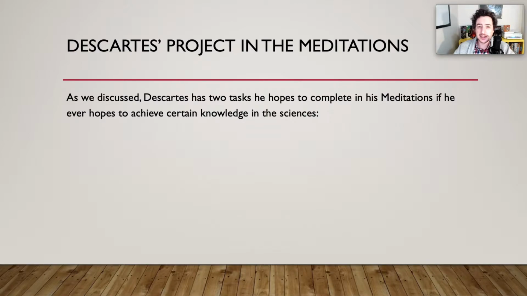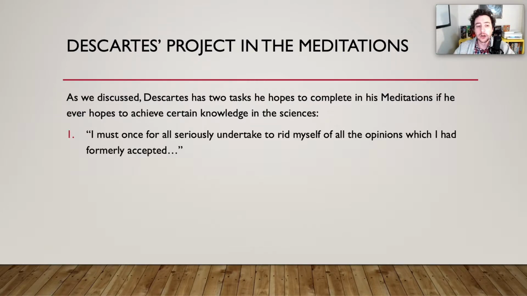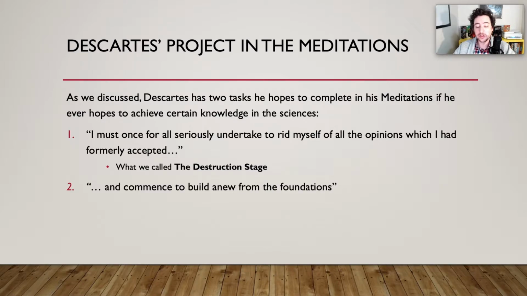So as we discussed, Descartes has two tasks that he wants to accomplish in his Meditations if he ever wants to achieve certain knowledge within the sciences. He says, "I must once for all seriously undertake to rid myself of all the opinions which I formerly accepted." This is the destruction stage, getting rid of his beliefs. Once he's done that, and once he's cleared the ground, he can commence to build anew from the foundations. This is what we can call the construction stage.